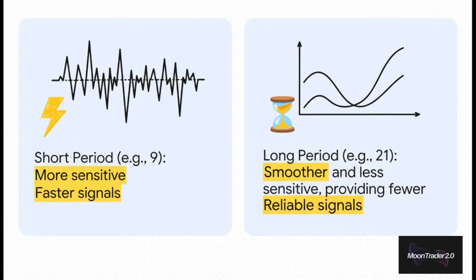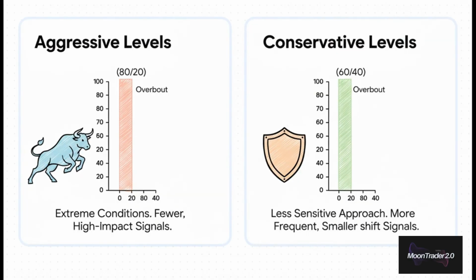It's all a trade-off. And it's not just the period you can tweak. You can change the levels themselves. If you're an aggressive trader who only wants signals in the most extreme market conditions, you might change your levels to 80 and 20. But if you're more conservative, you might bring them closer to maybe 60 and 40 to catch smaller shifts. It's all about tailoring it to your own approach.